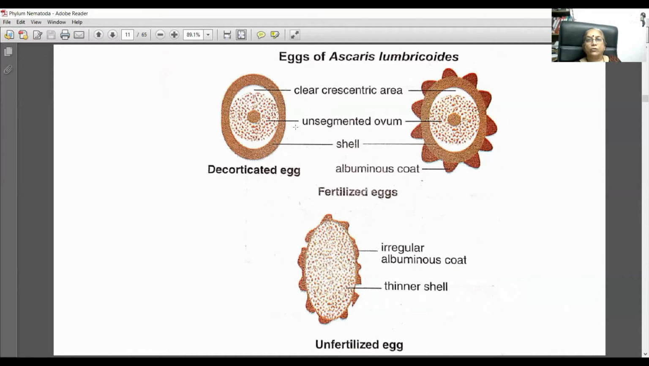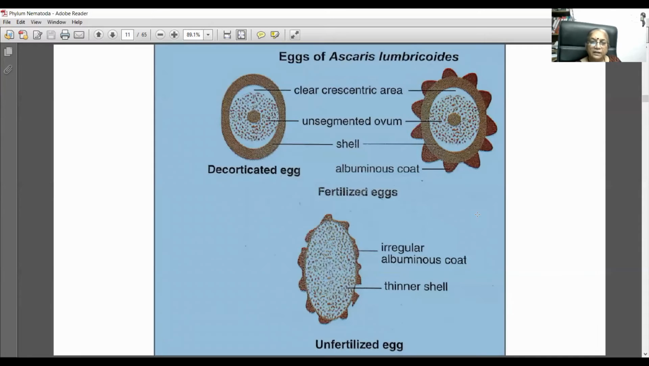The unsegmented ovum is present in both decorticated and fertilized eggs, and you can see the clear crescents present at both poles of the cell. This is the crescent, the clear area that is present there. The unfertilized eggs may or may not have the albuminous coat, and the eggshell is quite thin. The albuminous coat is also very irregular.